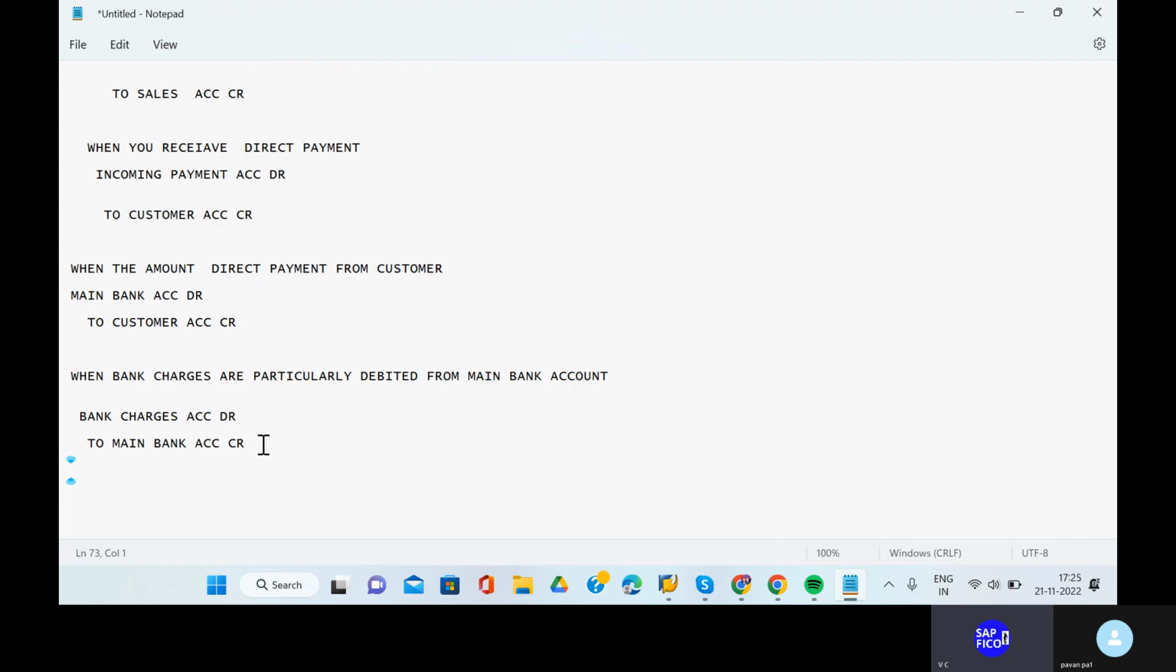And here you can just observe these things, Pawan. See, formats. You can just write the formats.